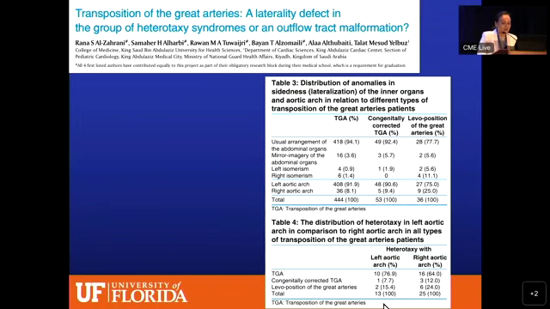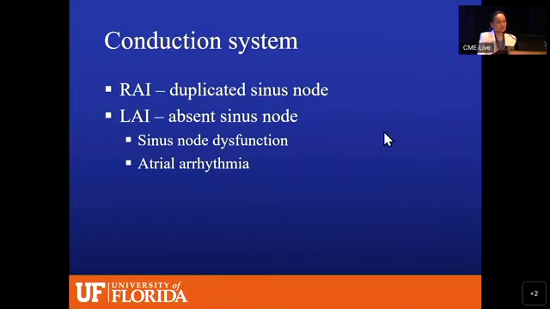Most transposition of great arteries are also associated with a right aortic arch more than a left aortic arch. There are also abnormalities with the conduction system, because the sinus node is typically seen in the morphologic right atrium.